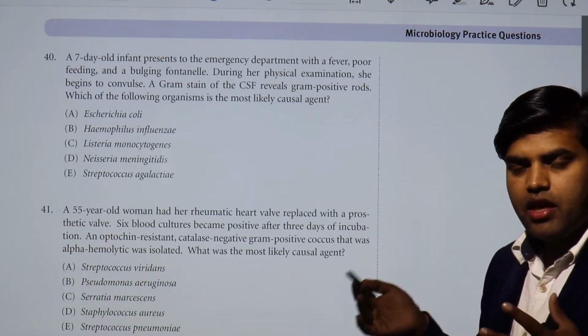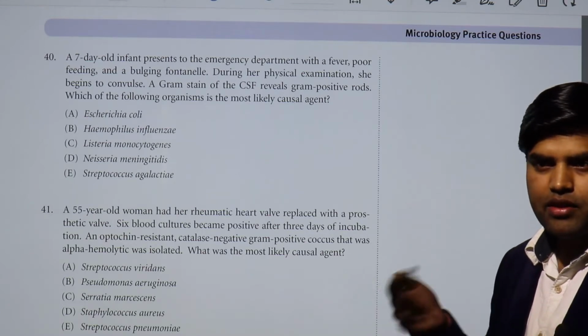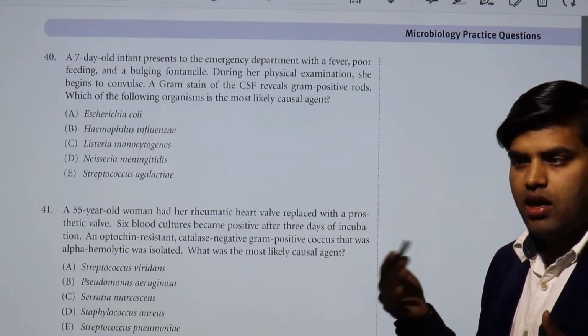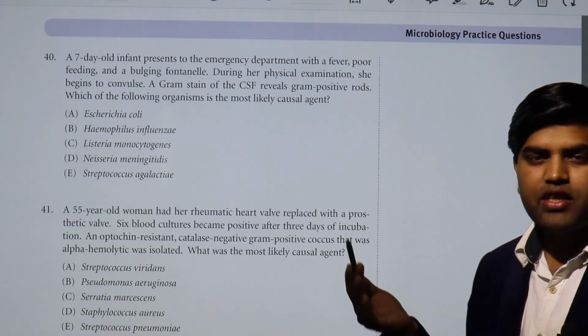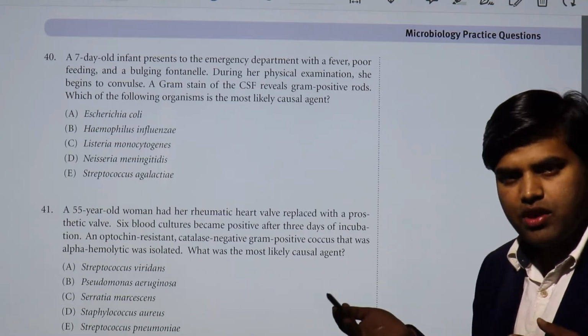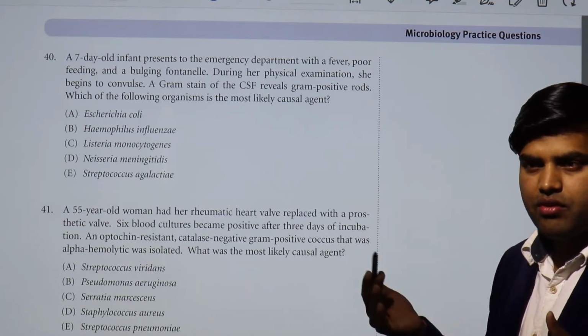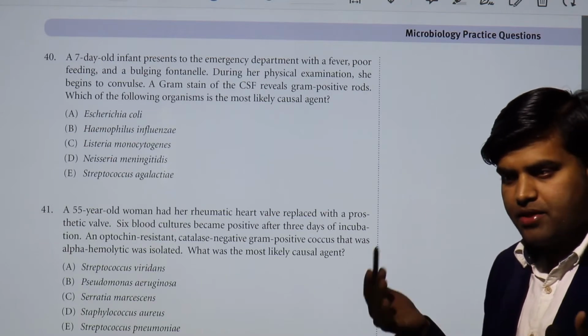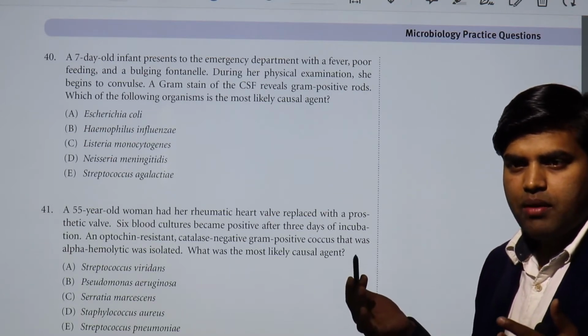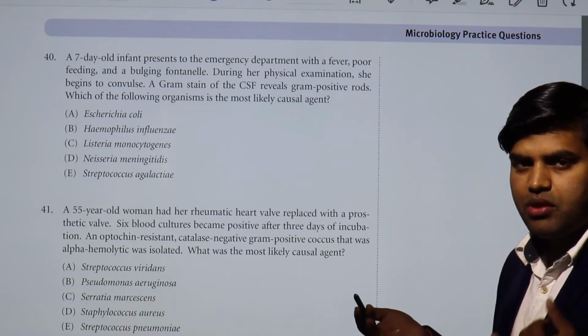In infants, there are a lot of differential diagnoses. The most common organism is Streptococcus agalactiae. Then there is E. coli and Listeria monocytogenes. There can also be Neisseria meningitidis and Streptococcus pneumoniae, but they are less common. So the most common is Streptococcus agalactiae.